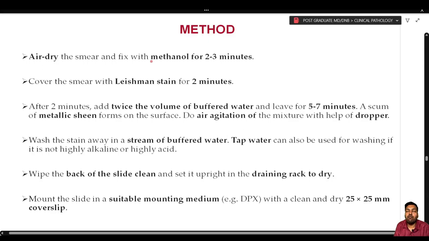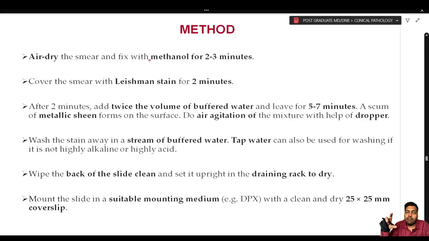So, for example, in your exam you have been given a particular blood sample. You take the blood sample, take a drop of blood, and make the proper smear. After that you air dry it, and after you air dry it, you fix it with methanol for 2 to 3 minutes. Usually, if this is done in your colleges, then you follow this step. If it is not done, you can omit this step.